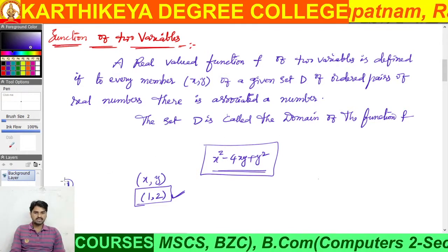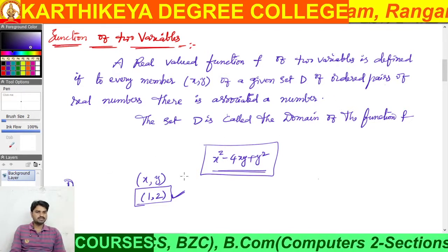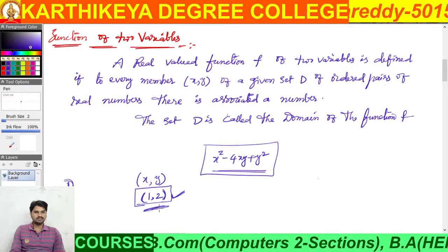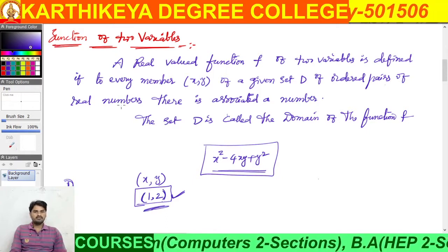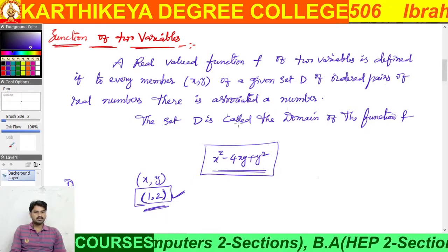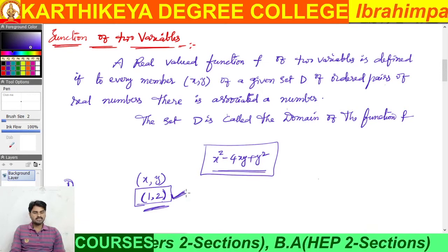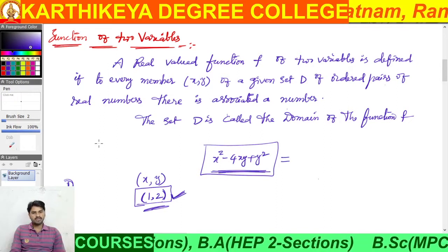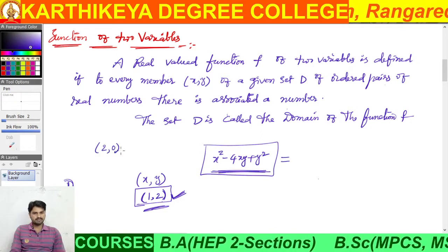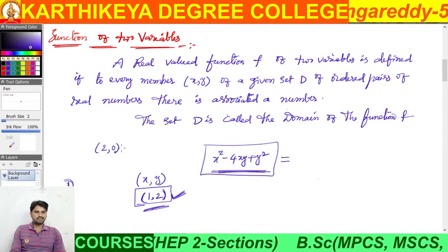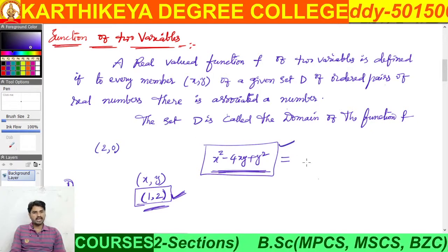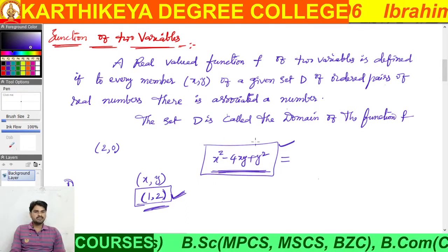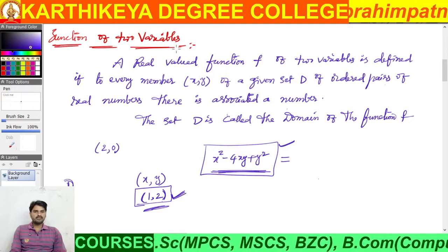This set D contains ordered pairs. Ordered pair means, for example, 1 comma 2. To each ordered pair of real numbers there is associated a number. If you take 1 comma 2 as an ordered pair, a number is associated with it by this function. If you take another pair, 2 comma 0, with x as 2 and y as 0, you will get another number associated with it. This is the definition of two variable functions.